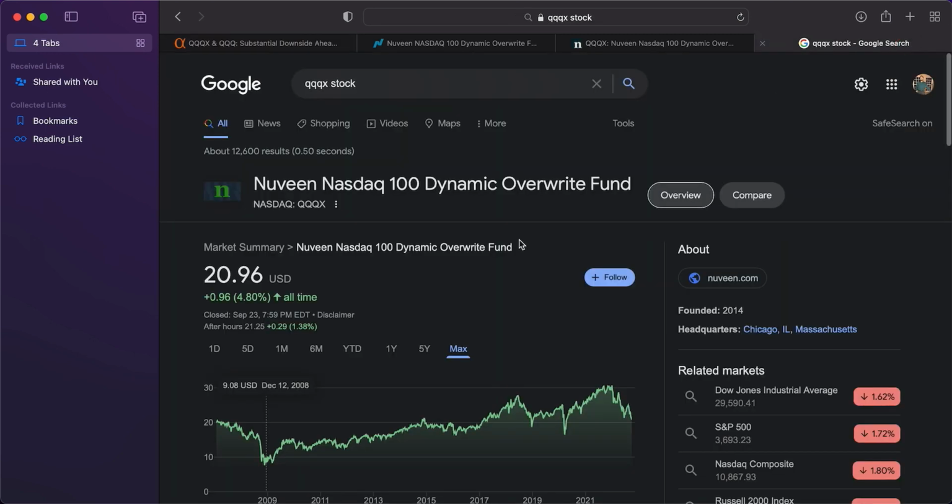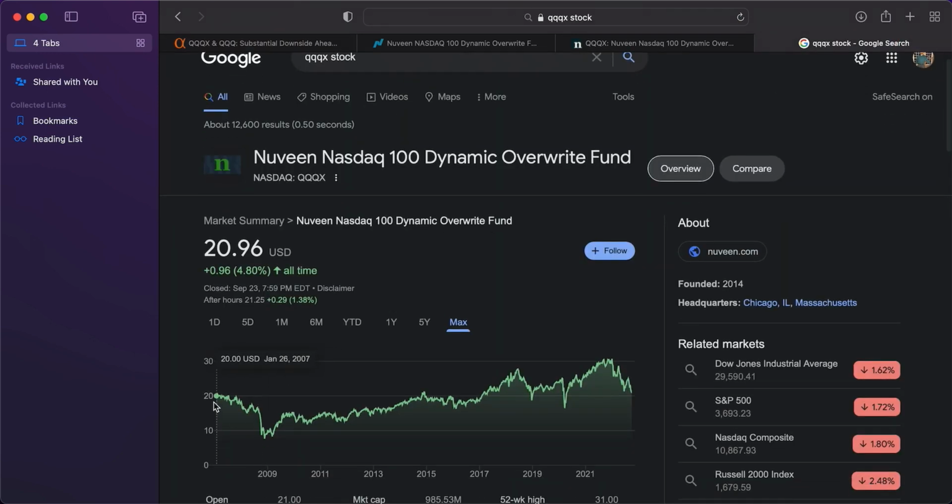And looking at the performance history, you'll see that when it comes to share price appreciation, it's really not the goal of the fund. You'll see that $20 per share back in 2007, and we're sitting at $20.96. So essentially over the course of, let's say, how long has that been? Geez, 15, 16 years.